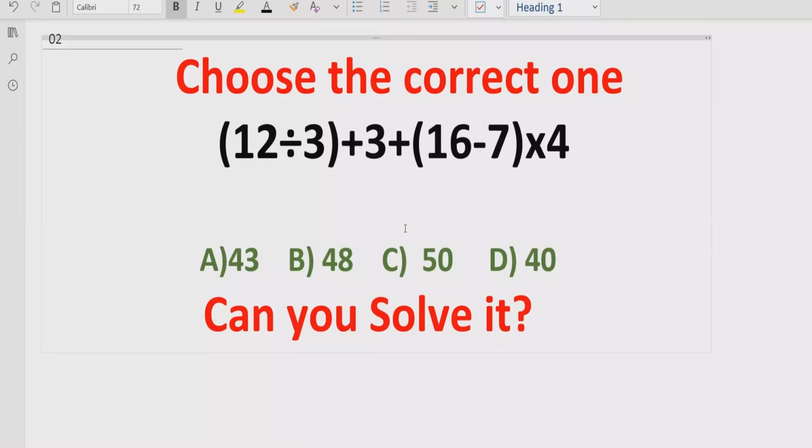Today we will solve another quiz which is related to arithmetic expression. Basically, this is a very simple quiz, but sometimes people solve it in a wrong way and get the wrong answer. So here we have to see which answer is correct after solving using the PAMDAS and BODMAS method and get the correct result.